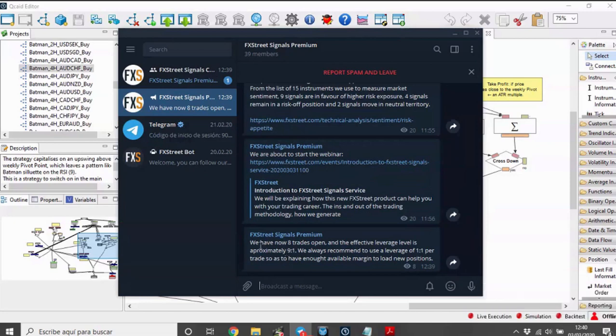Yeah. We have now 8 trades open, and effective leverage is approximately 9-1. We always recommend to use a leverage of 1-1 per trade, so as to have enough available margin to load new positions.